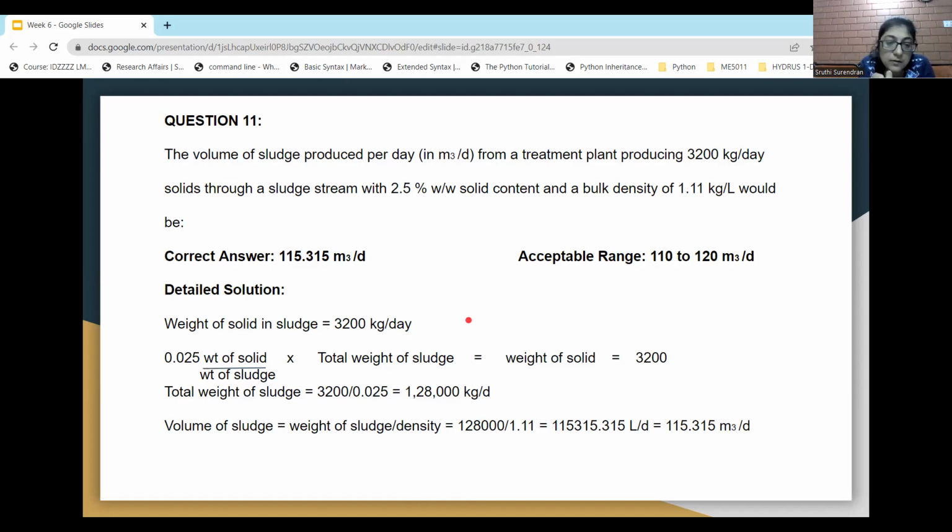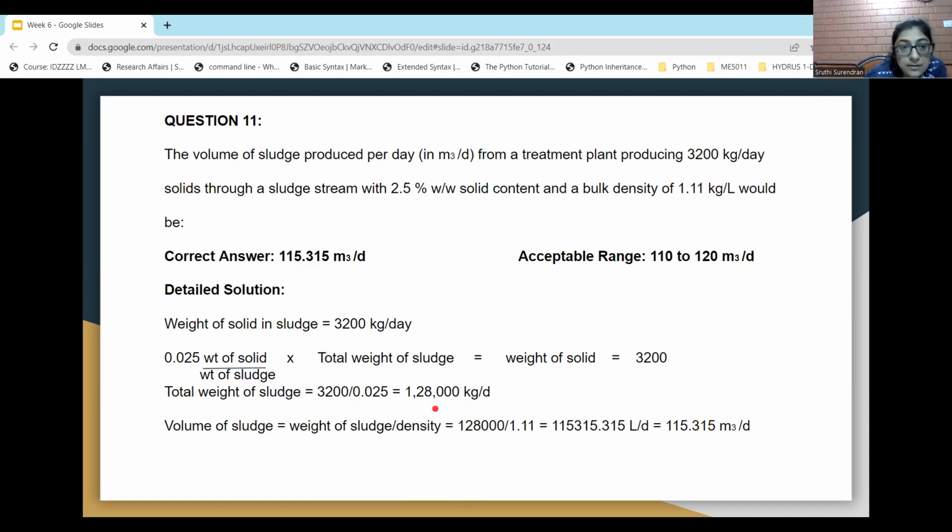So when you multiply it with the total weight of the sludge, you will get the weight of the solid. Now we have been given the weight of the solid is 3200. So 0.025 into the total weight of the sludge is giving us 3200. So when we divide 3200 by 0.025, you will get 1,28,000 kilograms per day. Now, you can see weight of the solid is in kilogram, weight of the sludge is also in kilogram. Into kilogram per day, you will get weight of the solids as 3200 kilogram per day. So the total weight of the sludge we obtained this one.